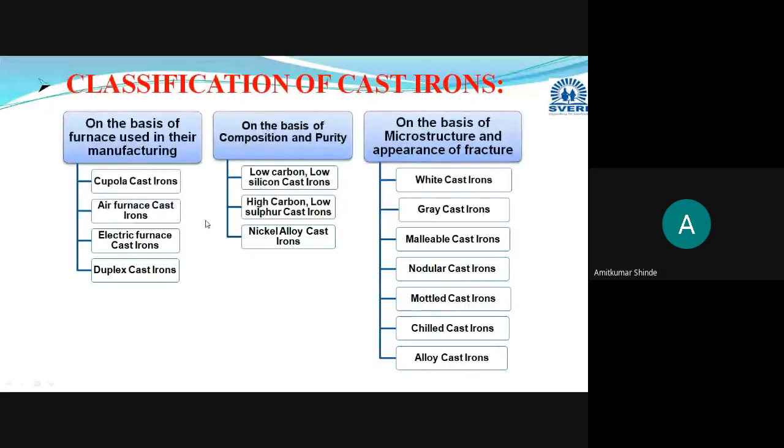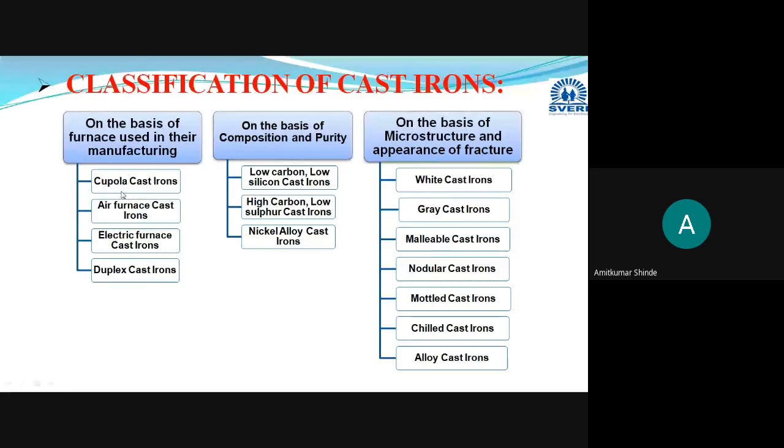Now I will explain it in short. The first two types, that is the first classification, whichever names you are seeing here, four types. This classification is done on the basis of whichever furnace you have used for manufacturing. Depending on the type of furnace used for manufacturing that cast iron, they have given the names: cupola cast iron, air furnace cast iron, electric furnace cast iron, and duplex cast iron.